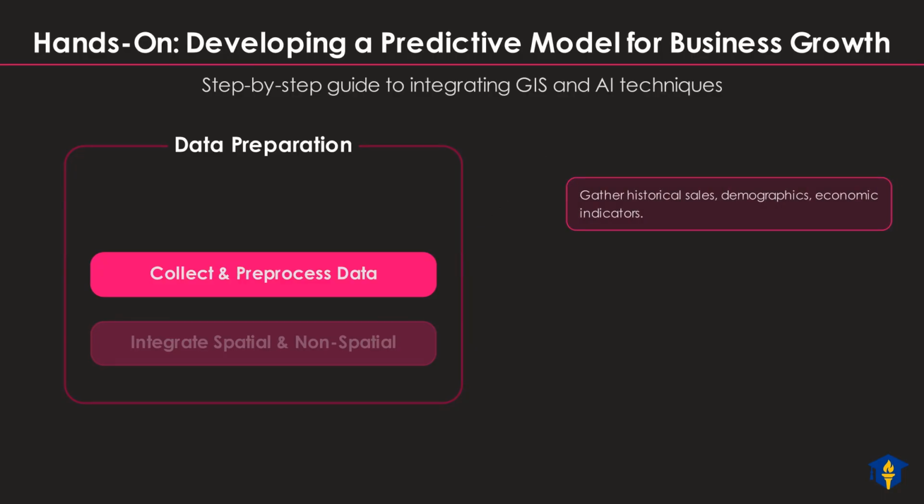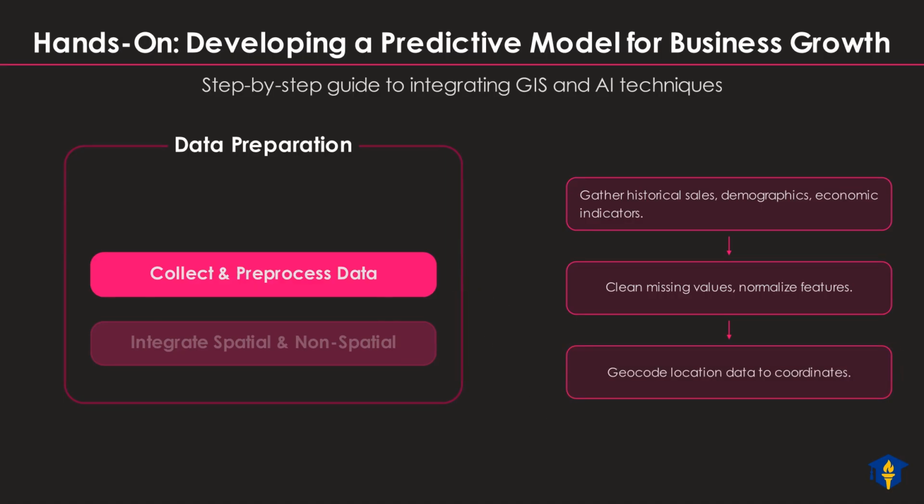We gather historical sales, demographic information, and relevant economic indicators. Then, we clean missing values and normalize features to ensure data consistency and quality. We also geocode all location data, converting addresses into precise geographic coordinates.